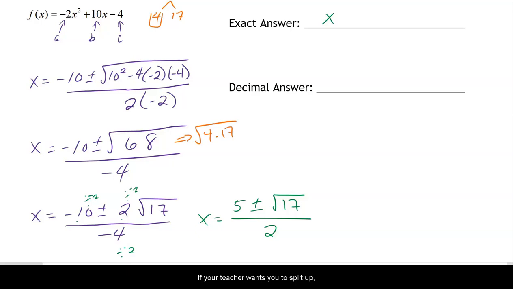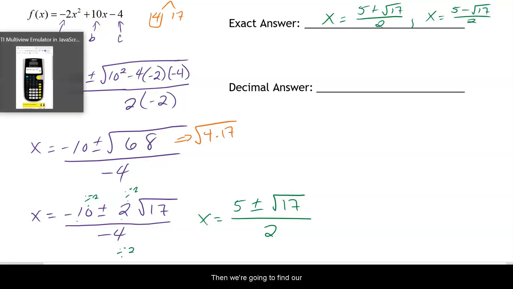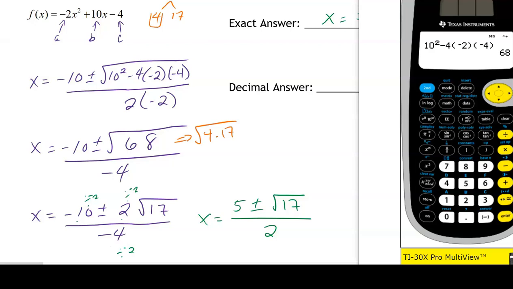If your teacher wants you to split it up, then you would have x equals 5 plus square root 17 over 2, and x equals 5 minus square root 17 over 2. Okay. Then we're going to find our decimal answer. So to do that, I'm going to put this into my calculator in parts. I'm going to do the addition one first, so that would be 5 plus our square root of 17. And I'm going to go ahead and hit enter.